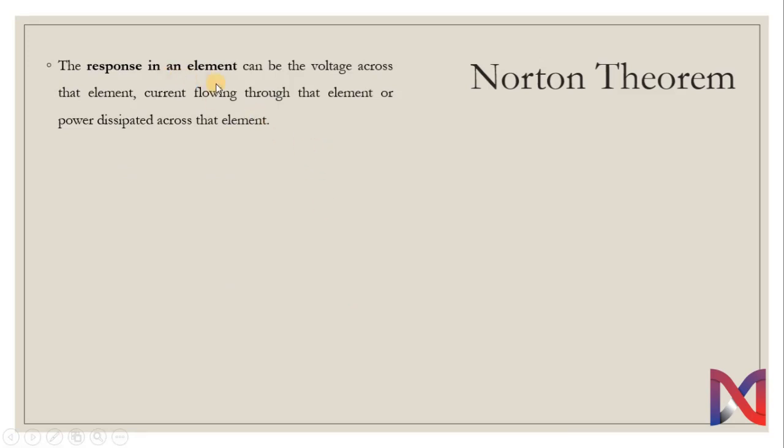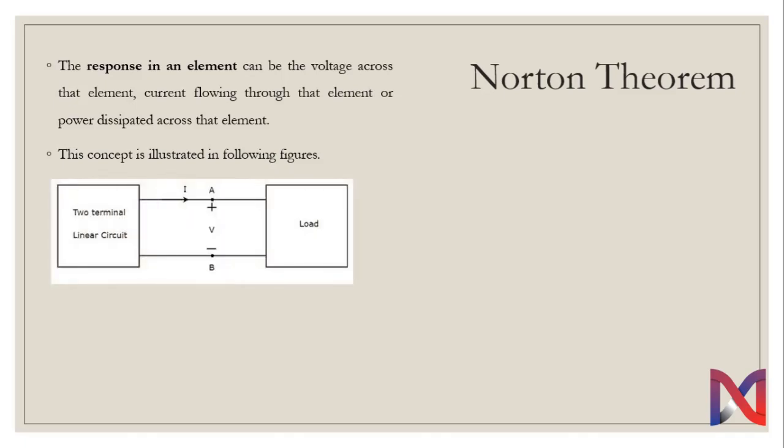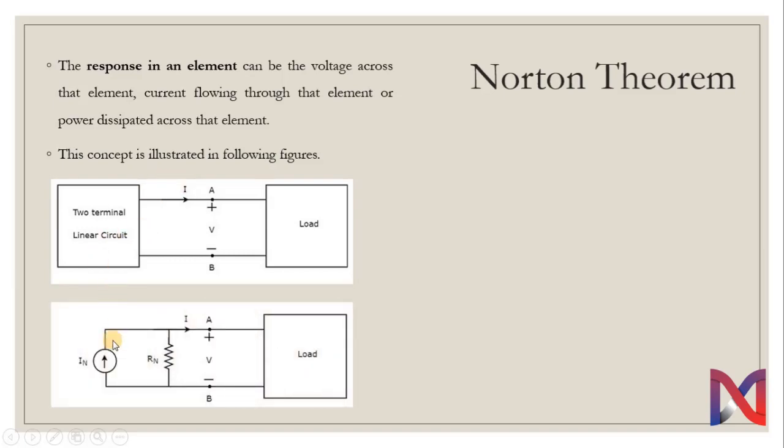The response in an element can be the voltage across the element, current flowing through the element, or power dissipated across that element. This concept is illustrated in the following figure. Similar to that of Thevenin theorem, Norton theorem can also be represented through this diagram. We have a two-terminal linear circuit here, points A and B, which are represented for the distinguishing of load. This circuit can also be represented as a Norton current connected in parallel with the Norton resistance, which is then connected to the load.